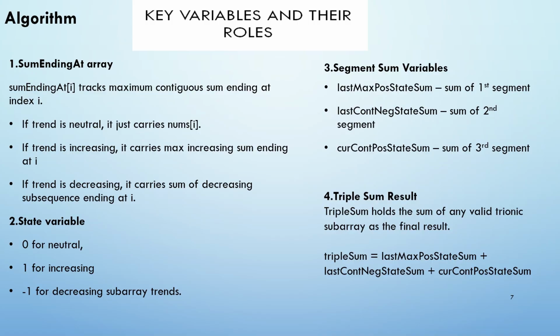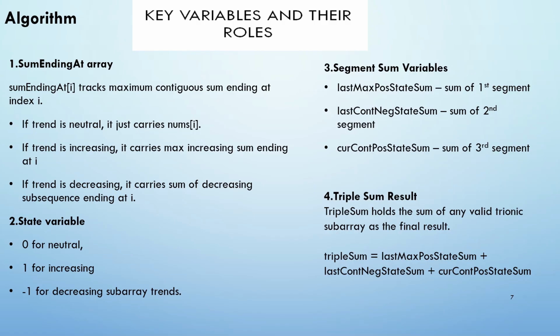The third part is the current continuous positive state sum. The third part is again increasing, and again we cannot skip any element on the third part ending at a particular index. We'll have to take the continuous elements. So it is again the current continuous positive state sum.